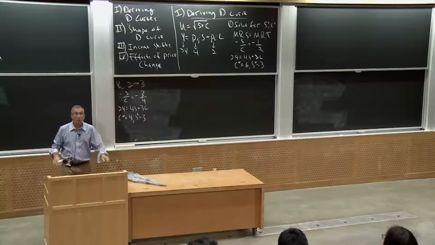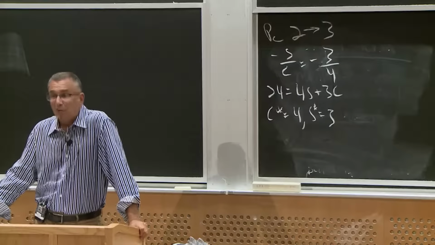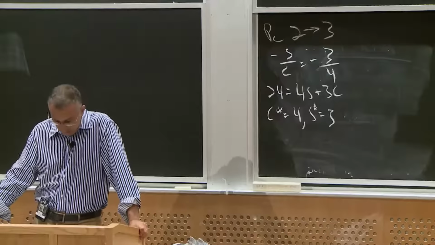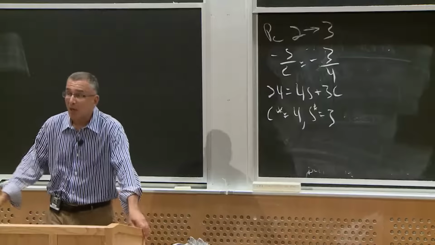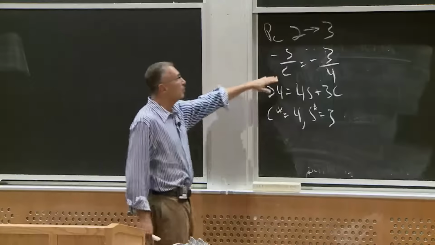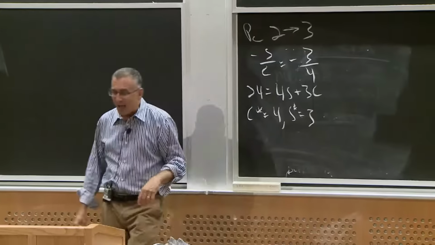Okay? So you solve that, and you end up getting the optimal number of cookies is 4, and the optimal number of slices of pizza is 3. That is point B on the top diagram. How did we get there? Well, mathematically, I showed you, subject to one mathematical mistake. I showed you how to get there. Graphically, how do we get there?